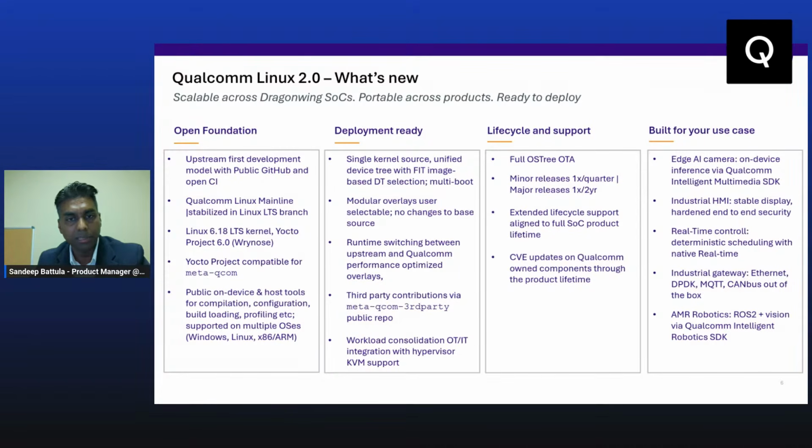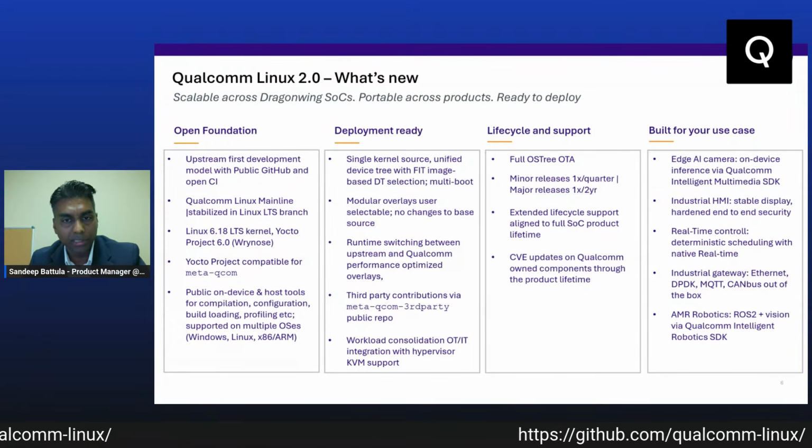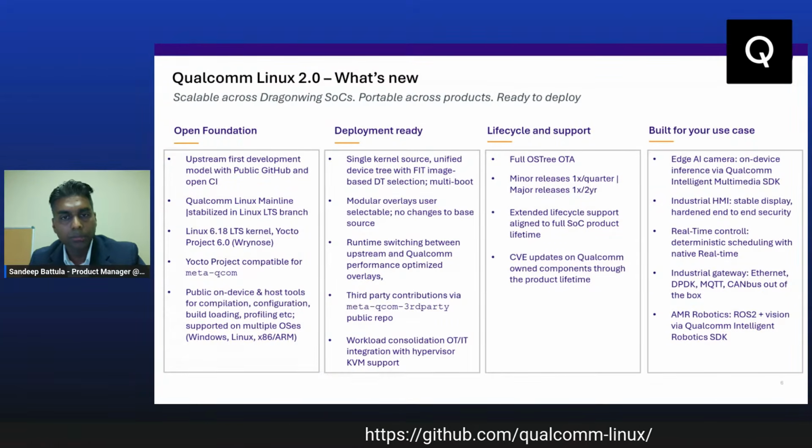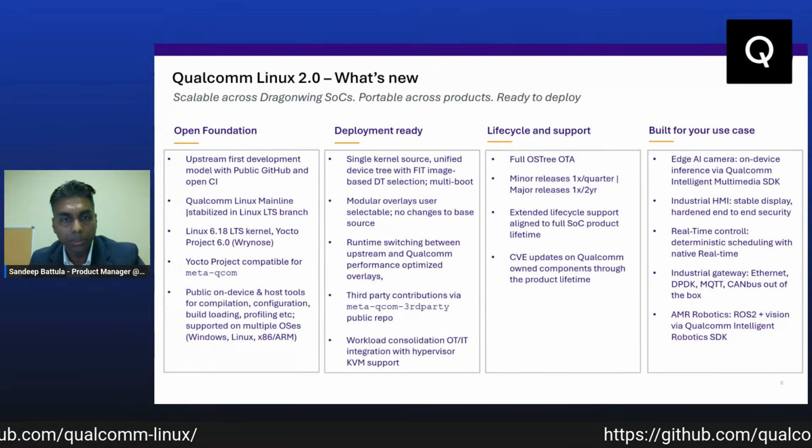across multiple operating systems. Qualcomm Linux is deployment ready with a single kernel source and unified device tree. This capability is achieved through the FIT image based DT selection. This means, to support your board definition, all you have to do is update your DT selection and deploy. On 2.0, we support multiple boot options. We support UEFI, EDK2, and also U-Boot.